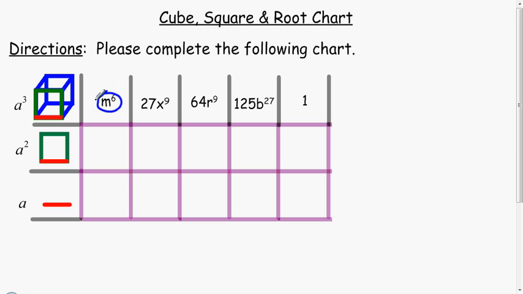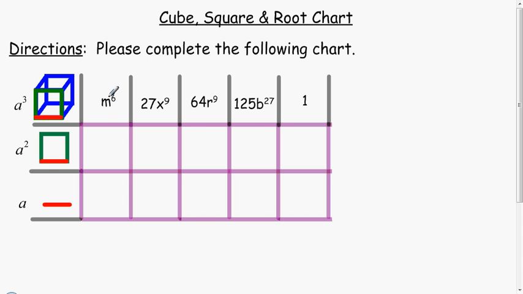Okay, so to fill this organizer out, you have to be able to do it in this order. When given the cube, you have to go to the cube root and then come back up to the square. It's not possible with any ease to come from this row of cube to square, mentally at least. So we're going to take a look at filling out this chart now.